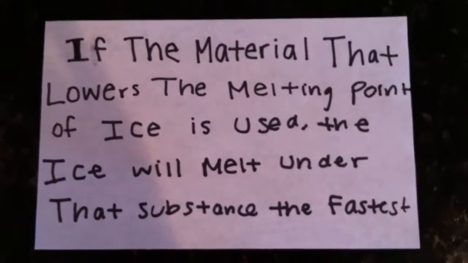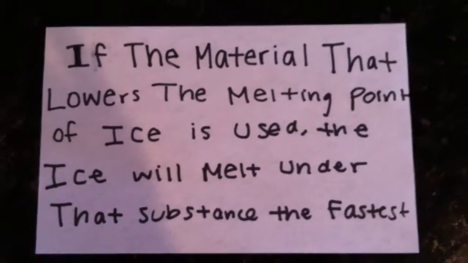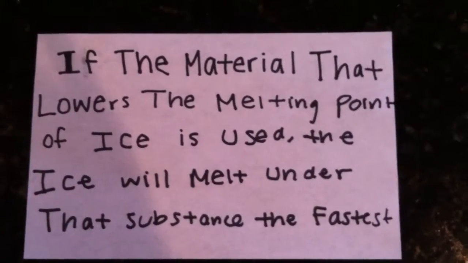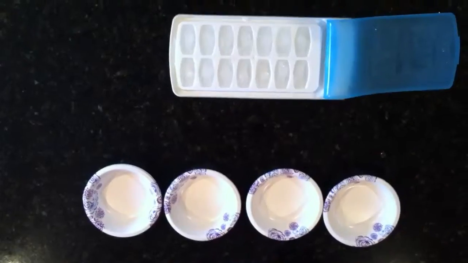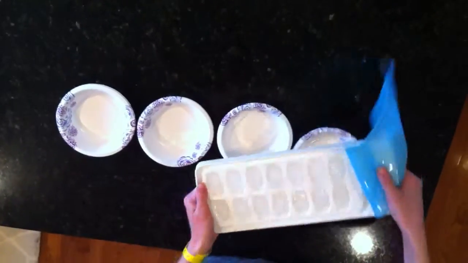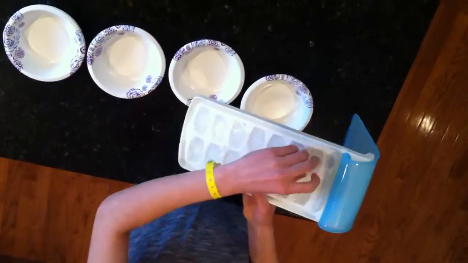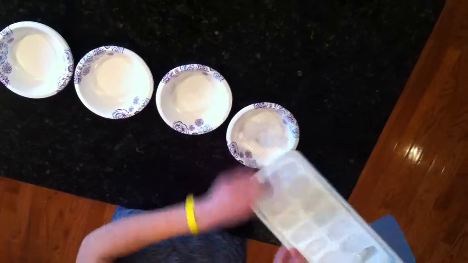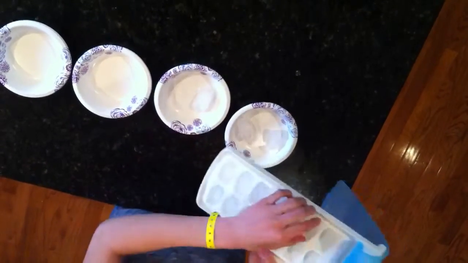During my experiment, I will use the hypothesis: if the material that lowers the melting point of ice is used, the ice will melt faster under that substance. I'm going to be using ice, separated into equal amounts of ice cubes that are all equal in size, to conduct my first experiment.